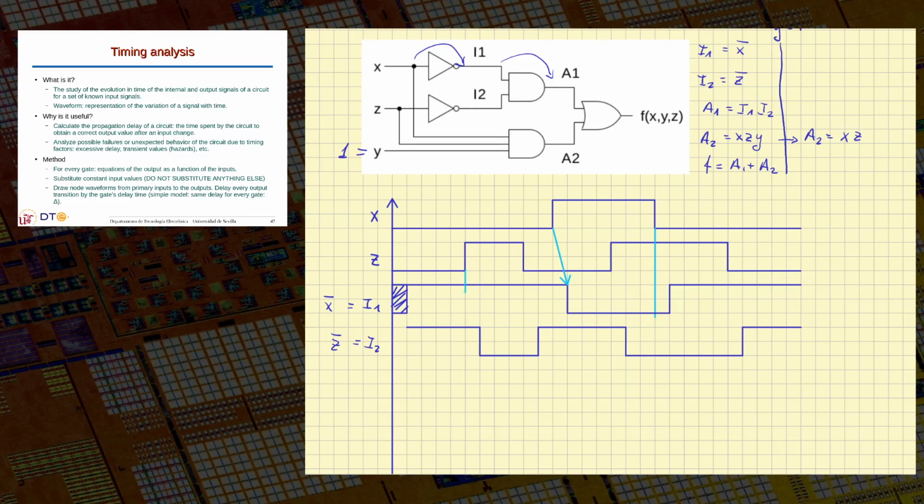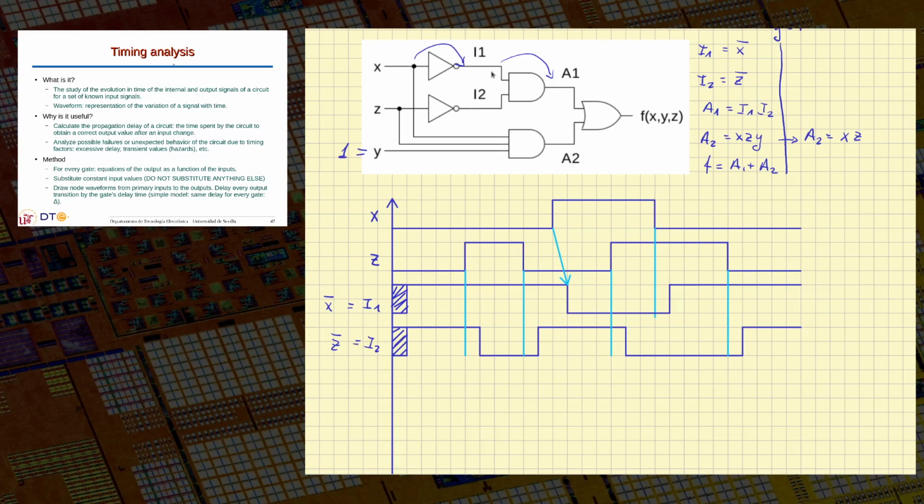Okay, so you see a delta after, here it's happening a delta after, here the change happens a delta after the change in Z, and the same happens here. And at the beginning of my transitions here, I have an area where I don't really know what's the value here, okay?